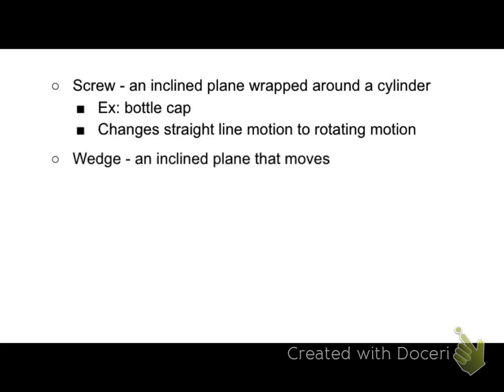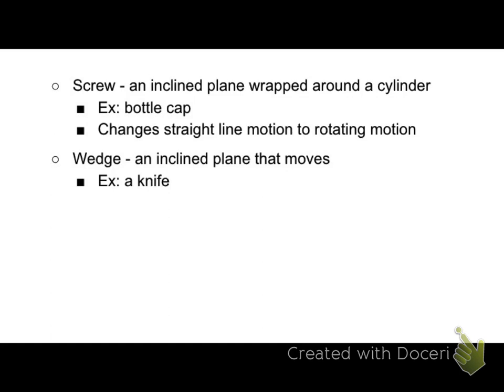Wedges are inclined planes that move. And sometimes you can think about it as like two inclined planes that meet. So for example, a knife, right? A knife tapers to a point, correct? So it's like two ramps that are sandwiched together. So a wedge is this inclined plane that you can then move.